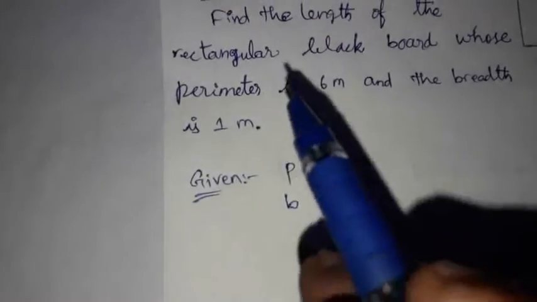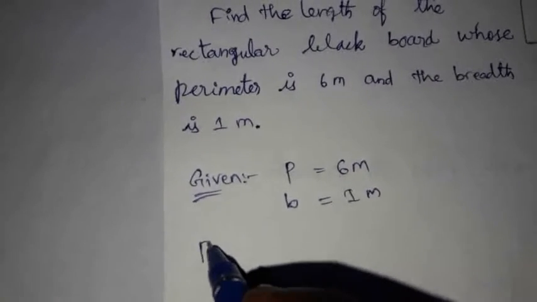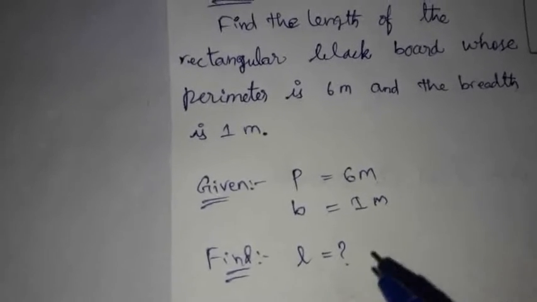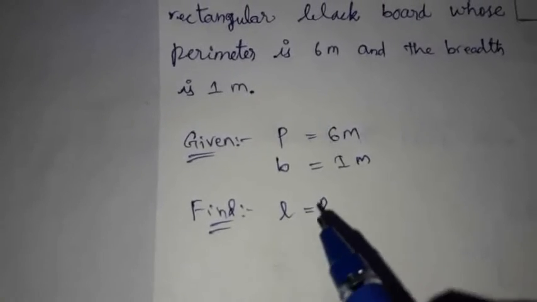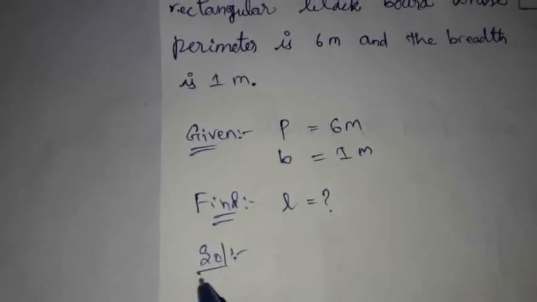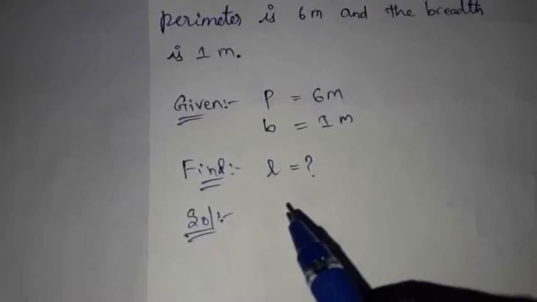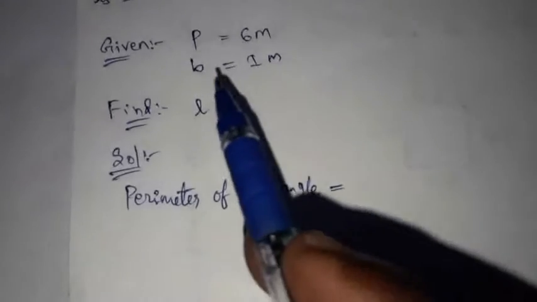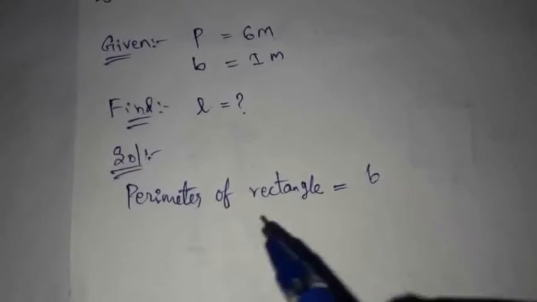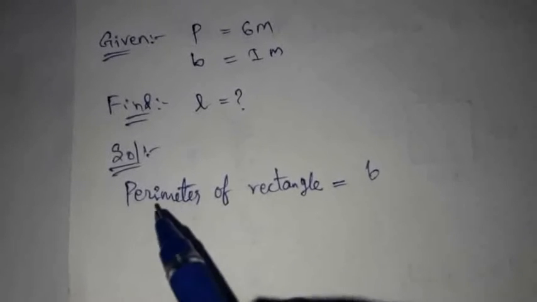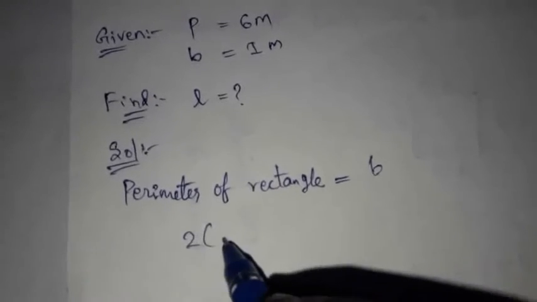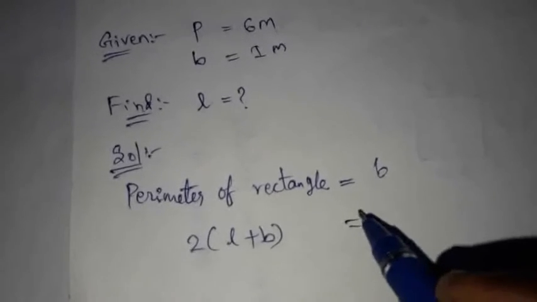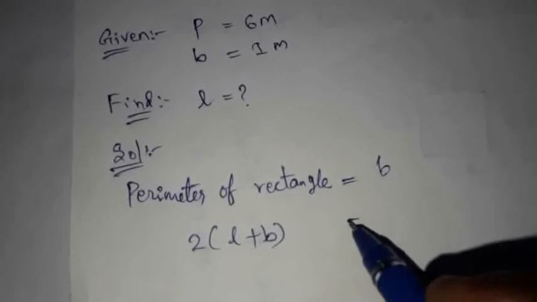We have to find the length of the rectangular blackboard. So find L equal to question mark because we are going to find it. Let us see the solution. We know the formula of rectangle. Perimeter of rectangle is given. P equal to 6 meter. We know the formula of the rectangle: perimeter of rectangle is 2 into L plus B. And its value is given. It is equal to 6 meter.